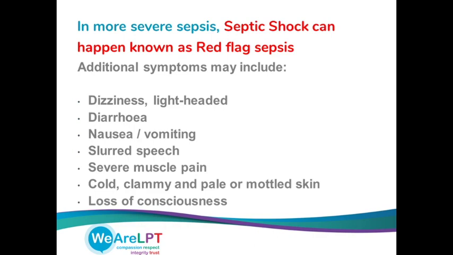Additional symptoms within red flag sepsis may include that the patient is feeling dizzy or lightheaded. They may feel like they're having nausea or vomiting. They may have diarrhea. They may be experiencing slurred speech. They may be having severe muscle pain or feel cold, clammy, pale, or have mottled skin. They may have loss of consciousness, all of which automatically you would be seeking immediate help.